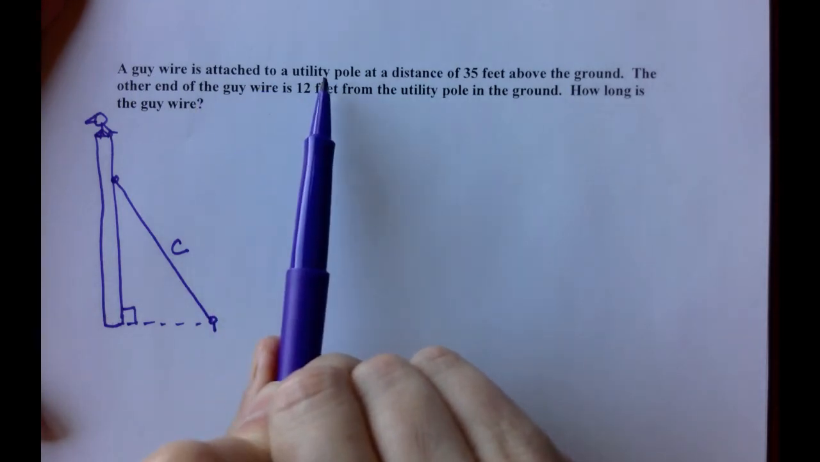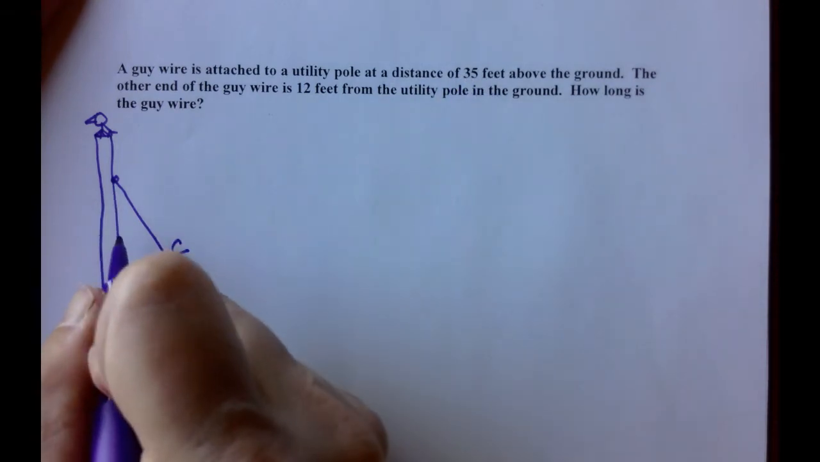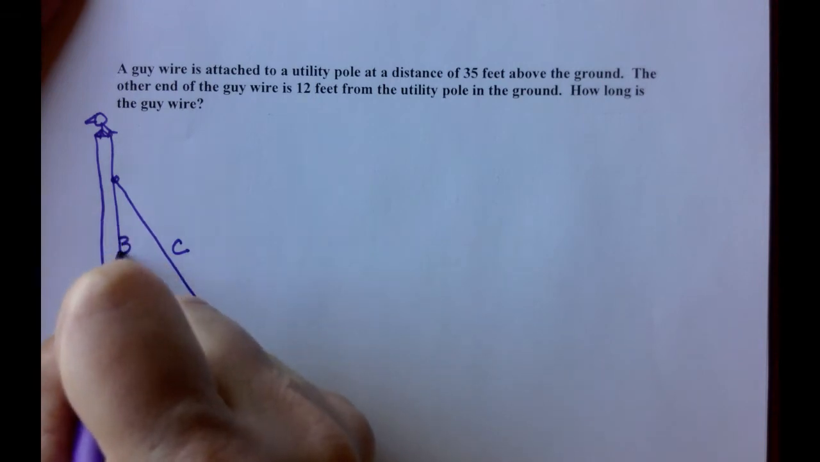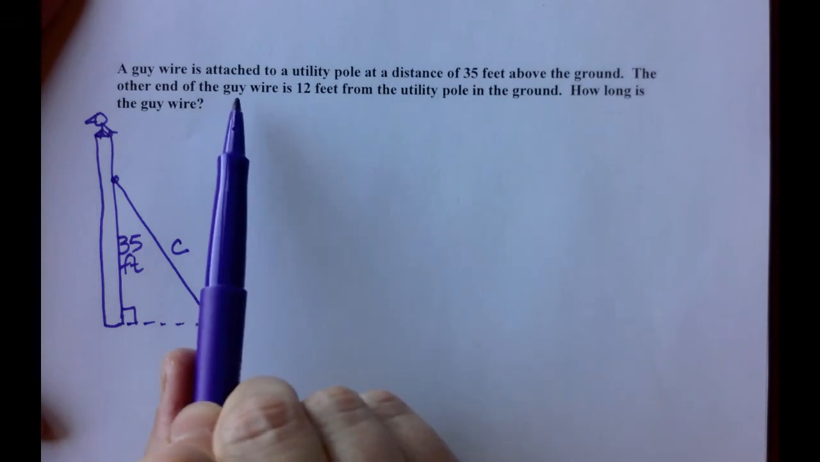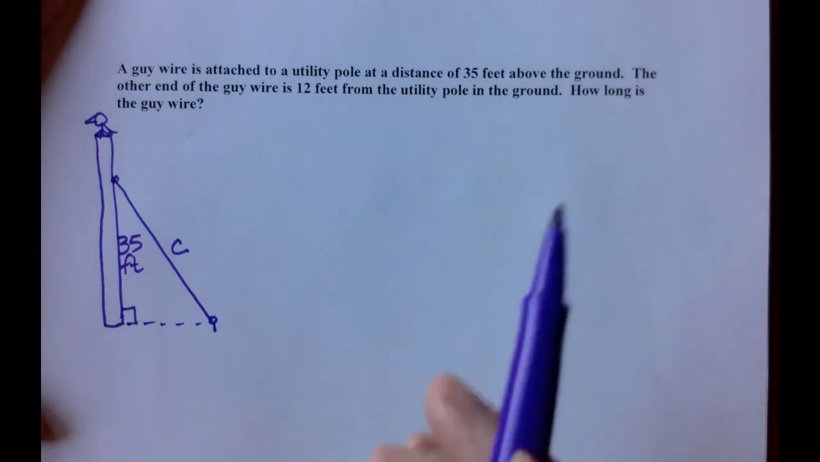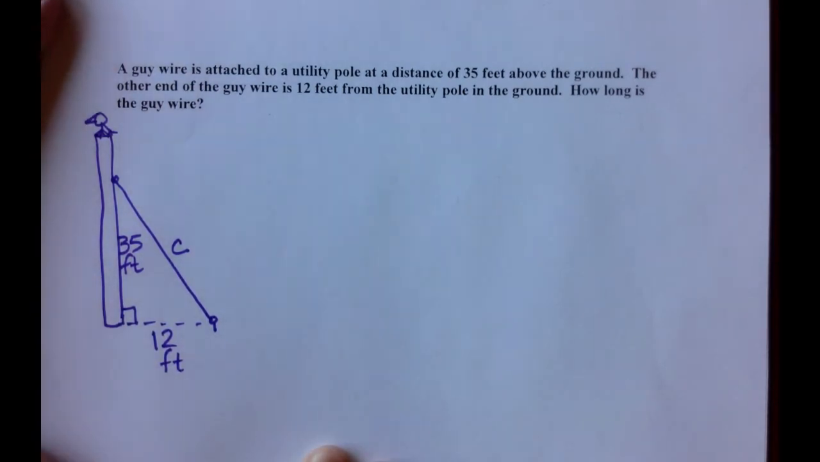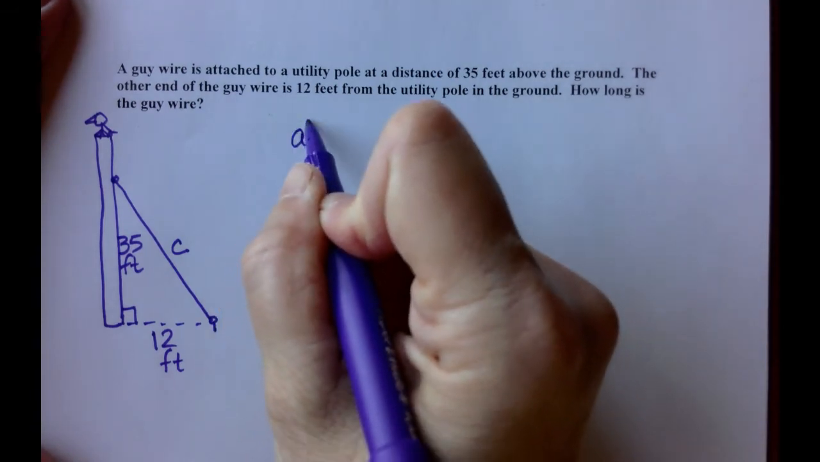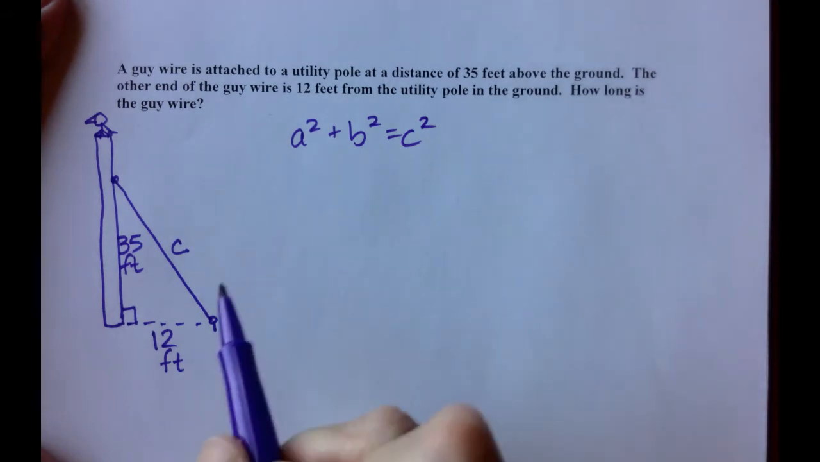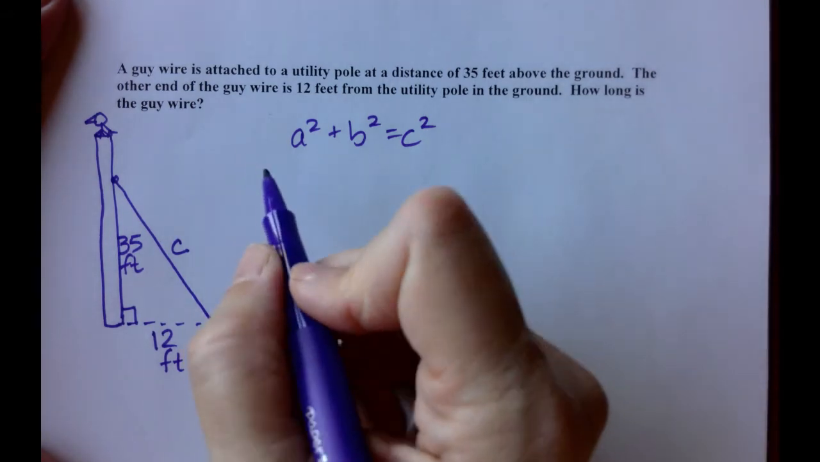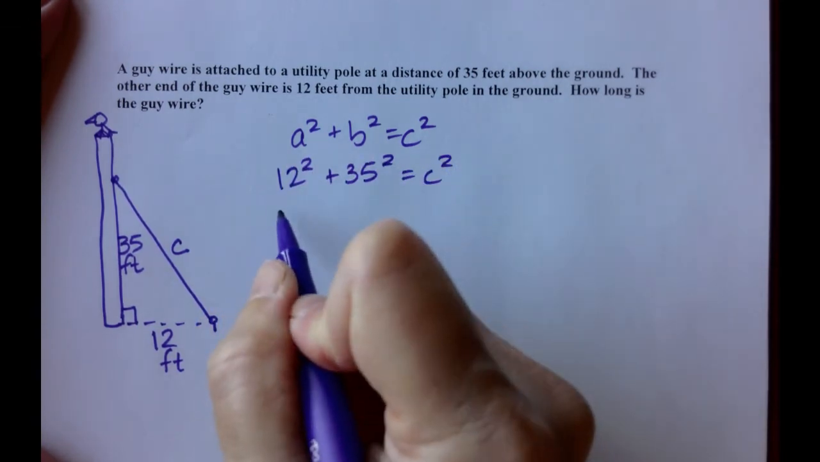The wire is attached at a distance of 35 feet above the ground. That's the vertical distance. So 35 feet vertically. And then the other end of the guy wire is 12 feet from the utility pole in the ground. That's the horizontal distance, 12 feet horizontally. The Pythagorean theorem, a squared plus b squared equals c squared, comes into play. We don't know c, but let's fill in everything else. 12 squared plus 35 squared equals c squared.